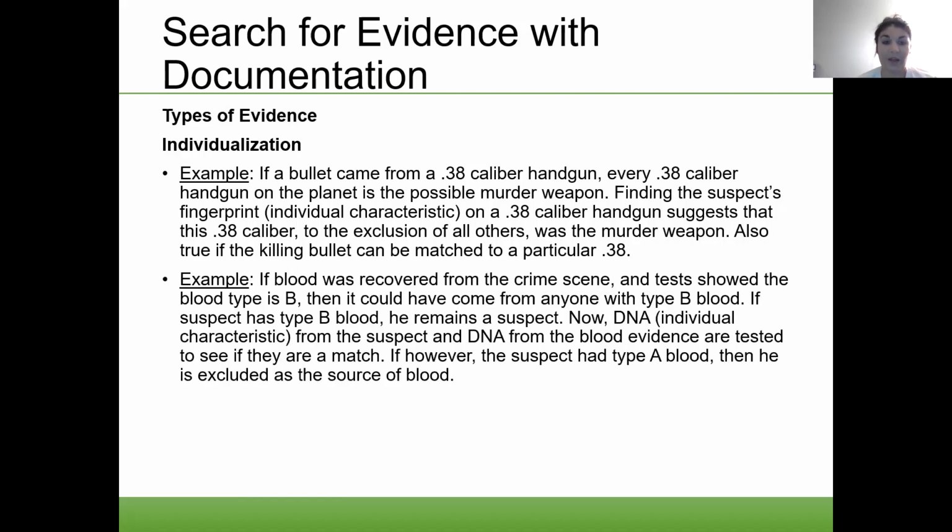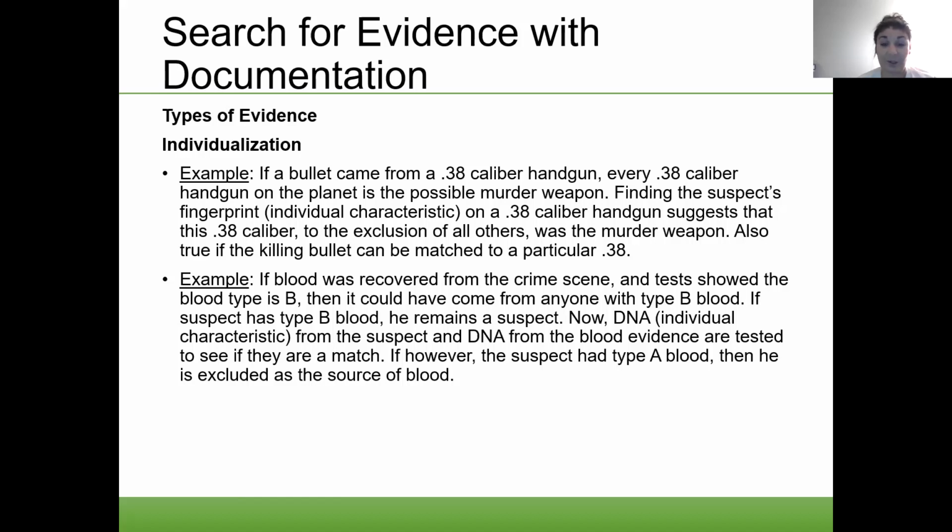Another example, if blood was recovered from the crime scene and tests show that it's blood type B, then it could have come from anyone with type B blood. Now, they found this blood, they tested it, it's type B. Now, everyone in the world that has type B blood is a suspect. If the suspect you have in custody has type B blood, then he stays a suspect. If he doesn't have type B blood, then the suspect is excluded as the source of blood.